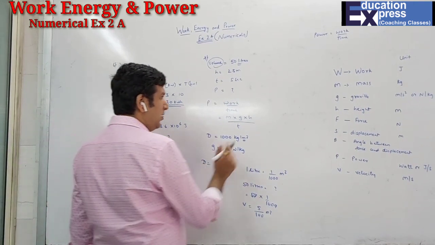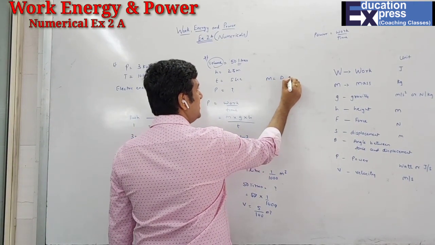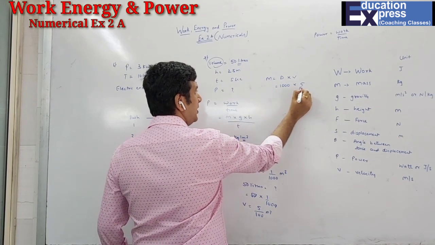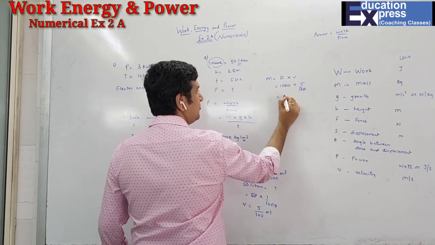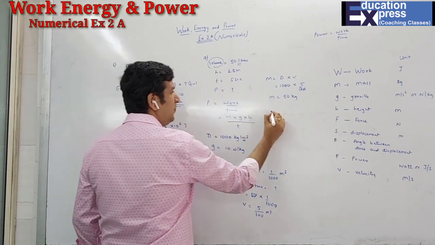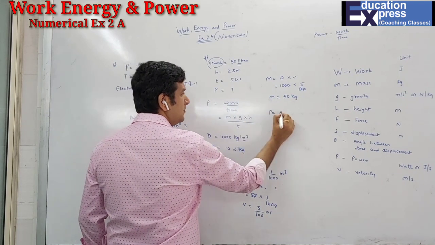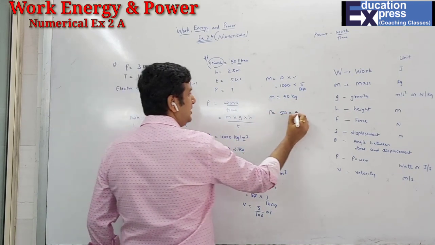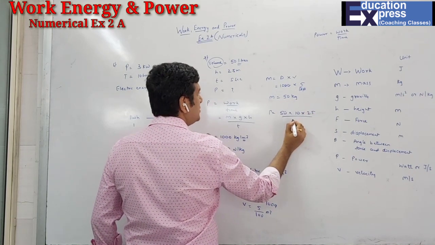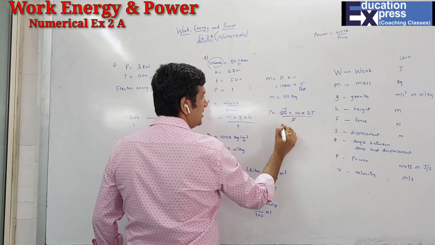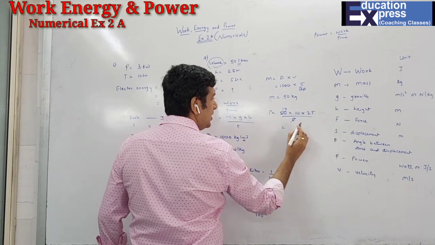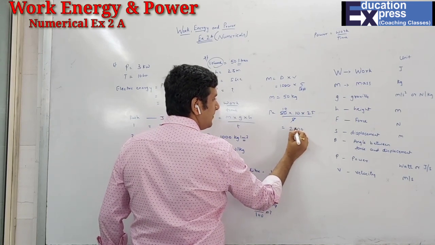So using this formula, mass is equal to density into volume. Density is 1000. Volume is 5 upon 100. So the mass will be 50 kg. Now using the formula of power, what is mass? 50. What is the gravity? 10. Height is 25 meters, upon the time is 5 seconds. So 5 tens are 50, answer is 2500 watt.